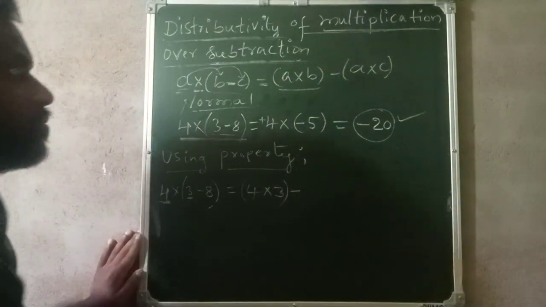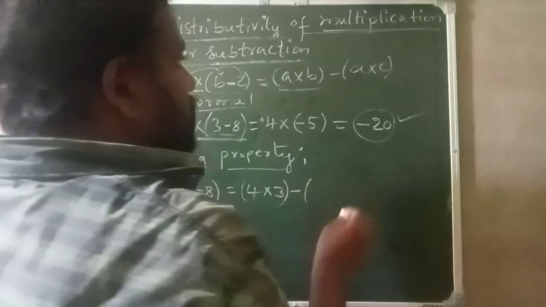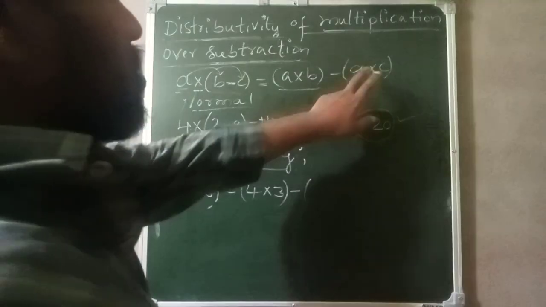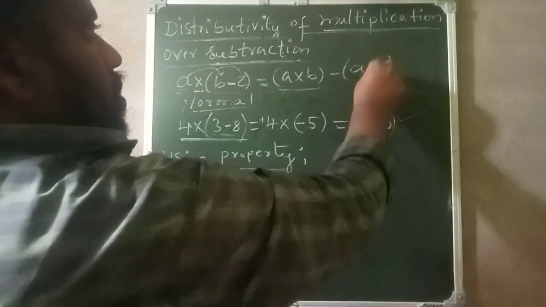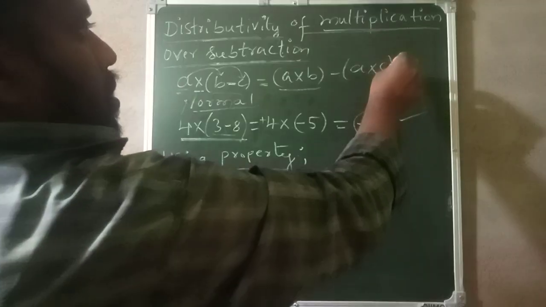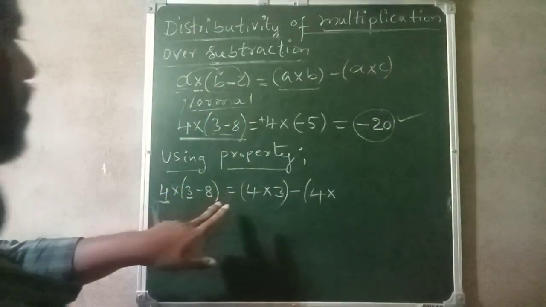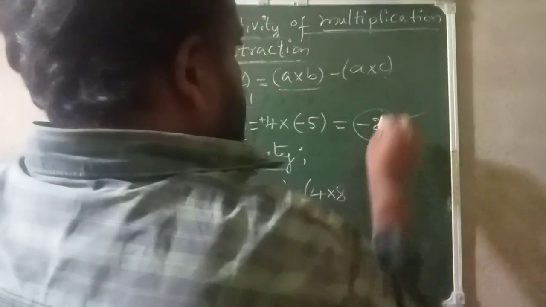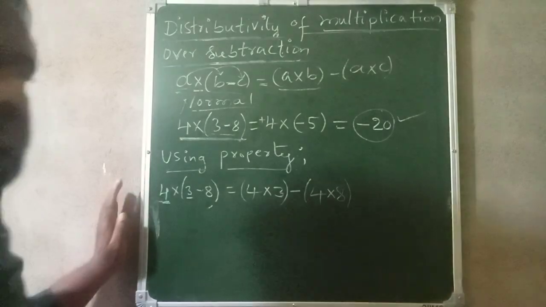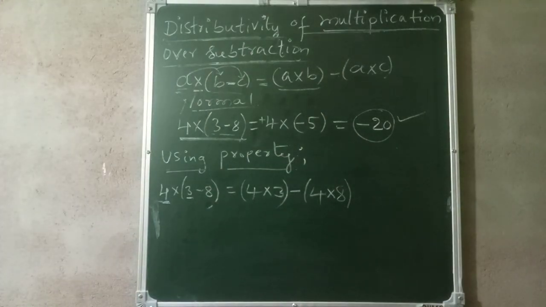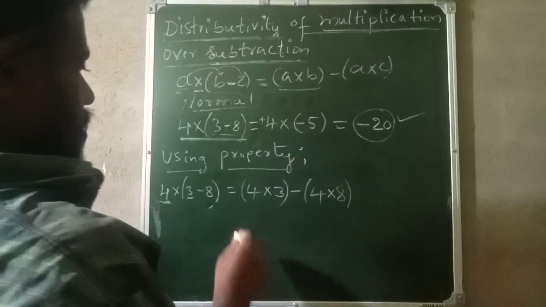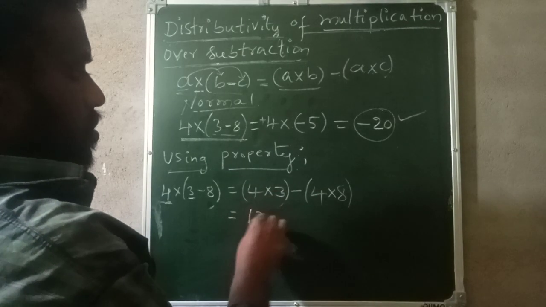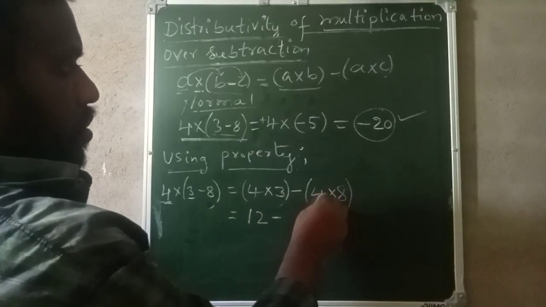Next minus, next this bracket a. So in place of a we have 4. So in place of a write 4 into, next c is there. In place of c we have 8. So in place of c write 8. So close this bracket. Next we have to simplify. 4 into 3, 4 3 is a 12, minus 4 into 8, 4 8 is a 32.